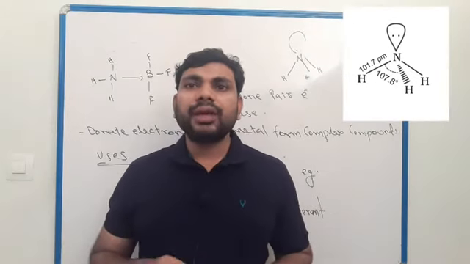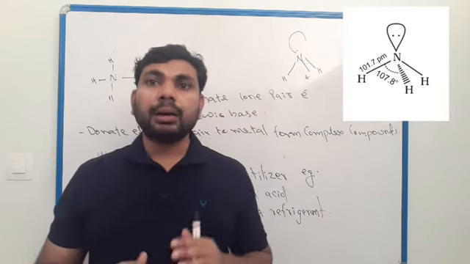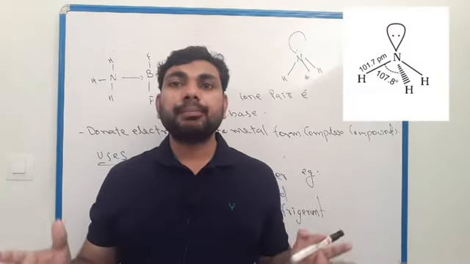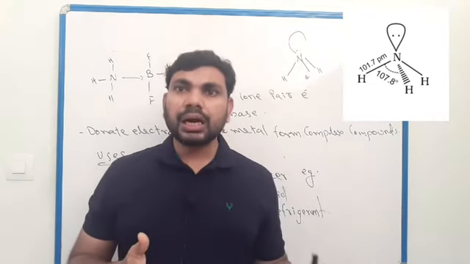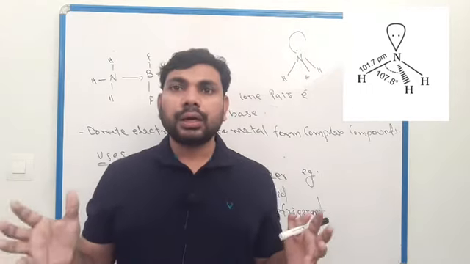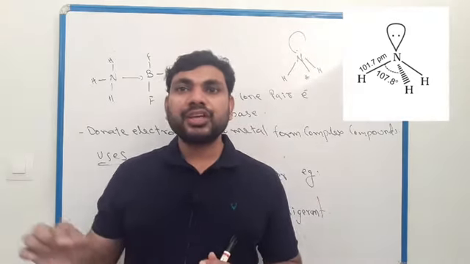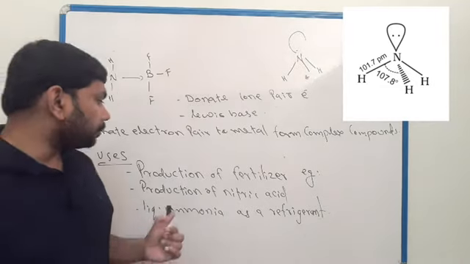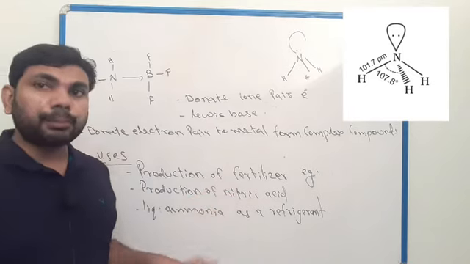After this, next one, we have to understand here the uses of ammonia. Different uses of ammonia. Ammonia is used to make different types of fertilizers. Okay, for example, ammonium sulfate, ammonium nitrate. This type of fertilizer is made from ammonia. Liquid ammonia is used as a refrigerant. Another use of ammonia, ammonia is used to make nitric acid. These are the different uses of ammonia. Clear?